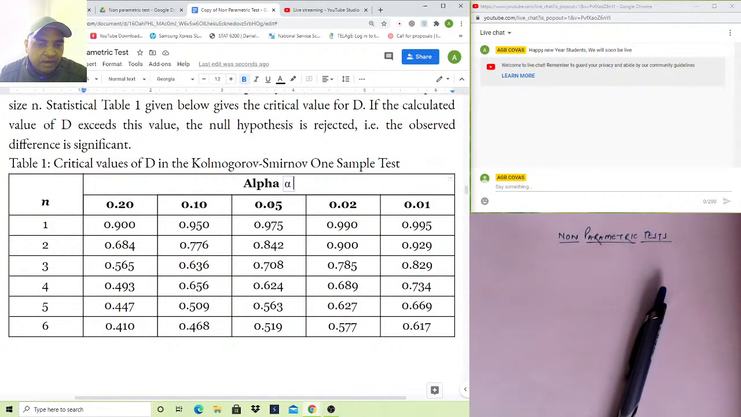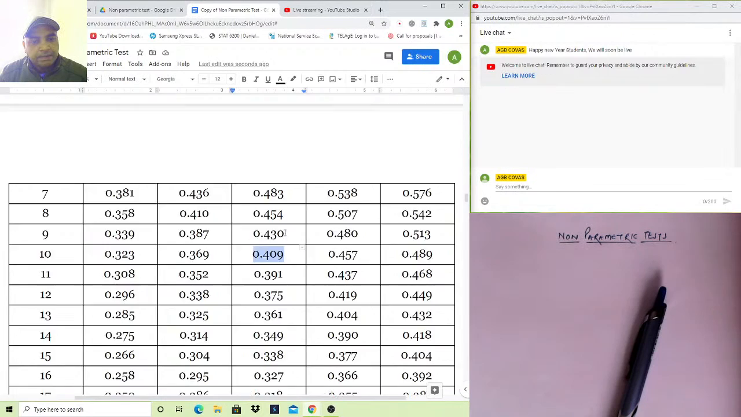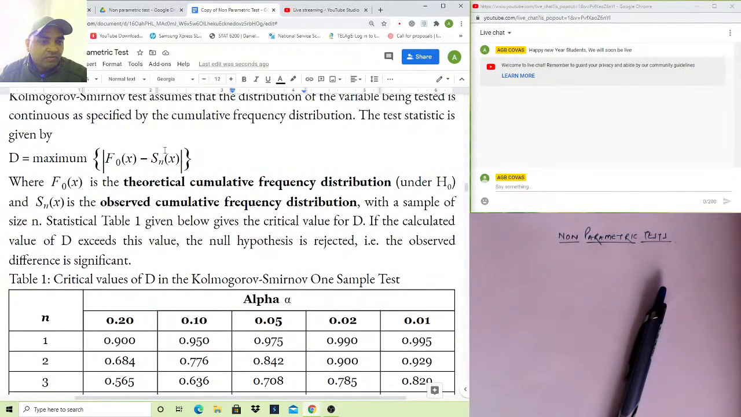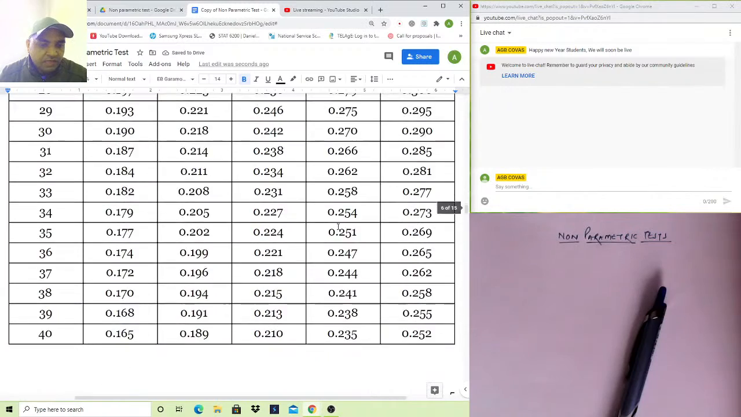So, say for example, if I want to test at the 5% level of significance and my sample size is 10, then your table value will be 0.409, right? Whatever D value we get, we have to compare with the critical value. If the calculated value of D exceeds this value, the null hypothesis is rejected, right? So let us see how this will work with an example.